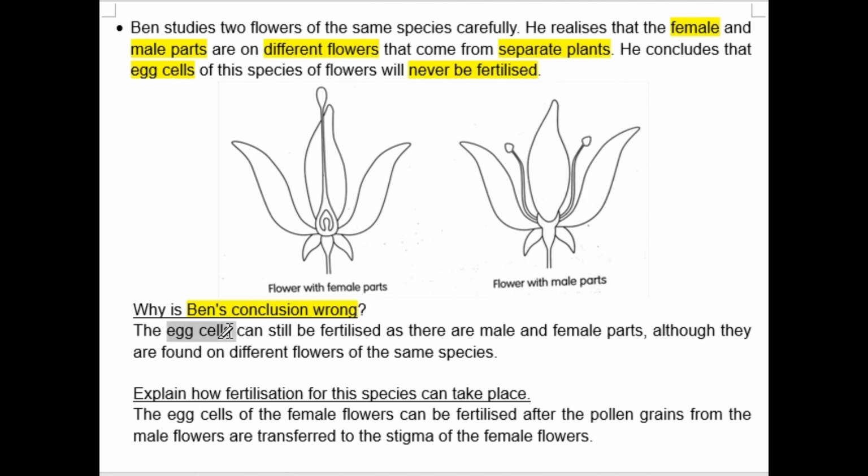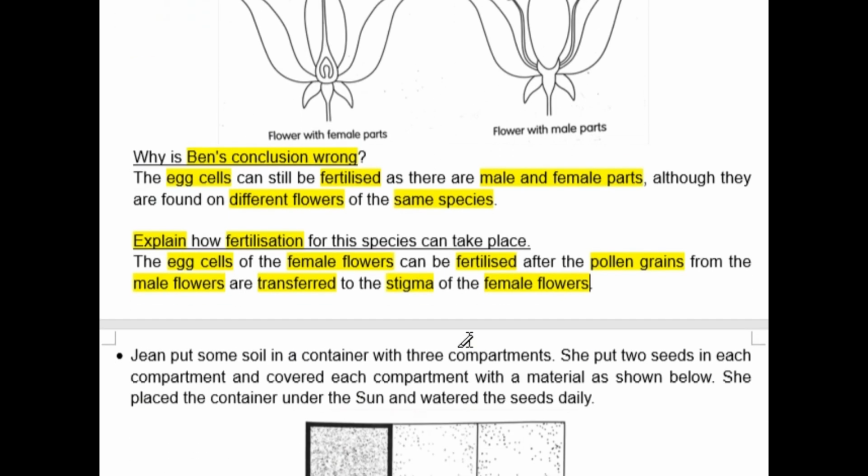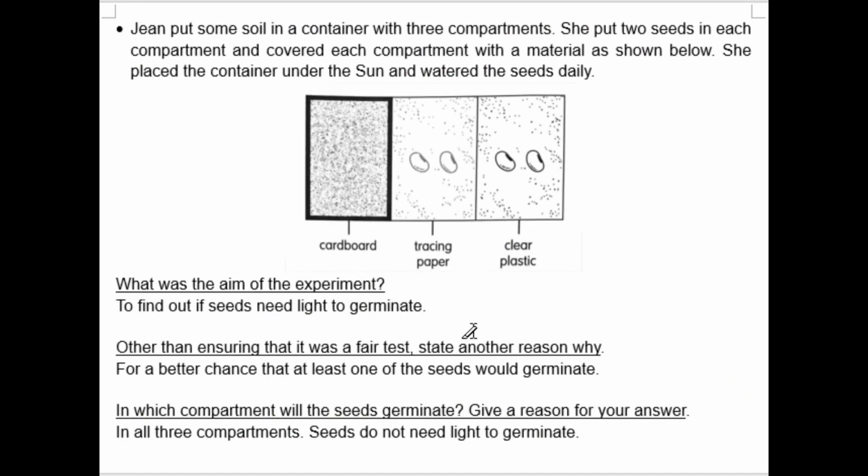The egg cells can still be fertilized as there are male and female parts, although they are found on different flowers of the same species. Explain how fertilization for this species can take place. The egg cells of the female flowers can be fertilized after the pollen grains from the male flowers are transferred to the stigma of the female flowers.